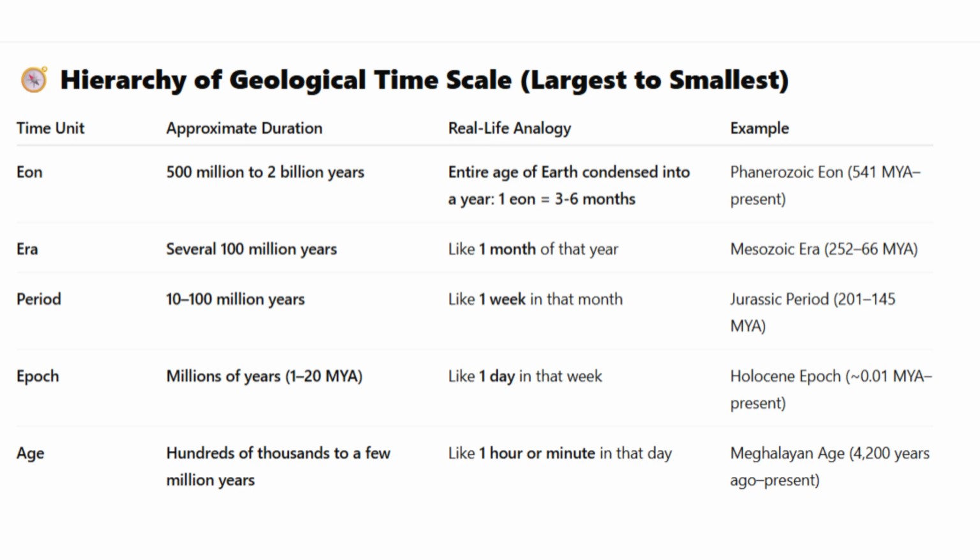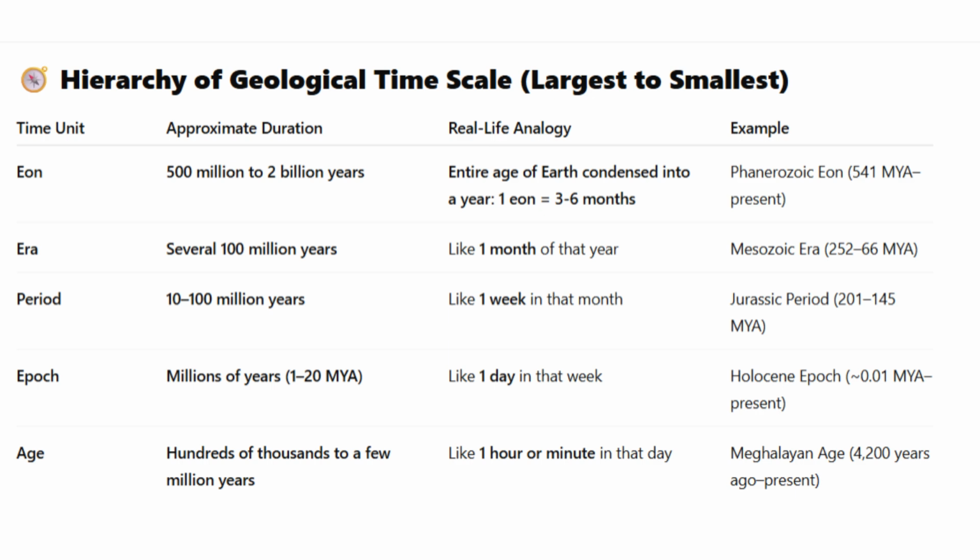Next comes the era, a division within an eon. Each era lasts several 100 million years, like a month on our imaginary Earth year calendar. Think of the Mesozoic era, also known as the Age of Dinosaurs. Then we zoom into periods, smaller divisions of time, each lasting 10 to 100 million years. On our calendar, a period would be about a week, like the Jurassic period, famous for giant dinosaurs and lush vegetation.